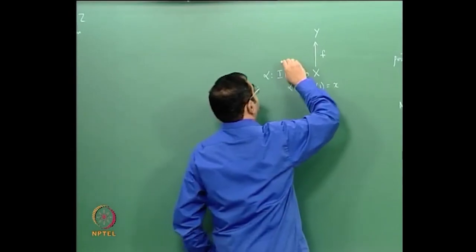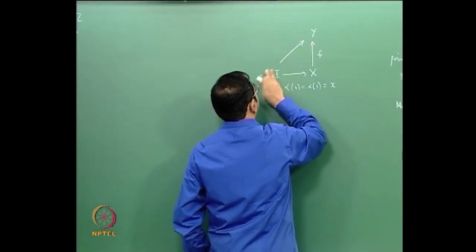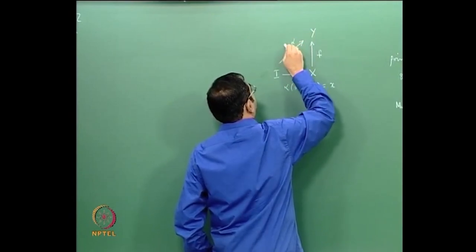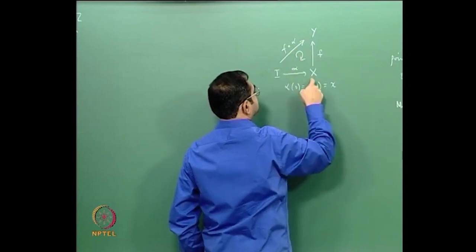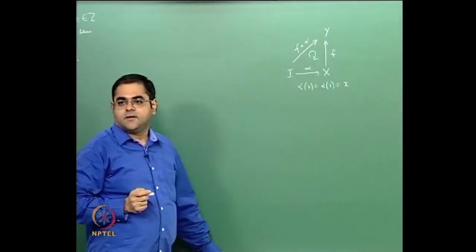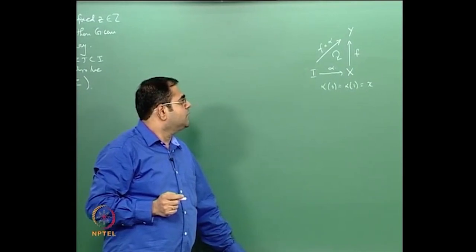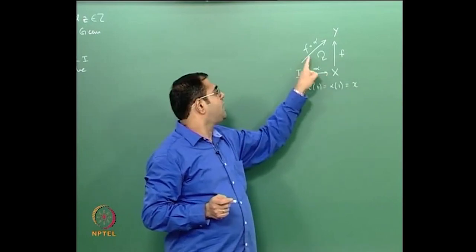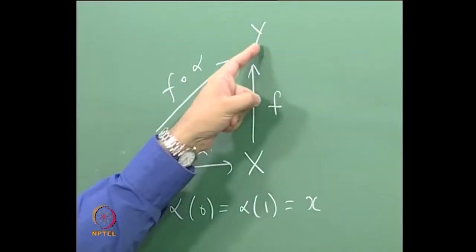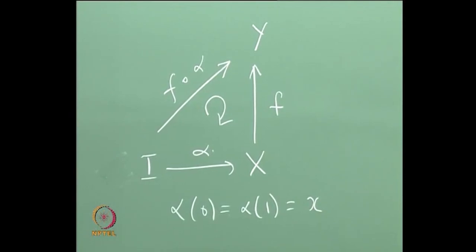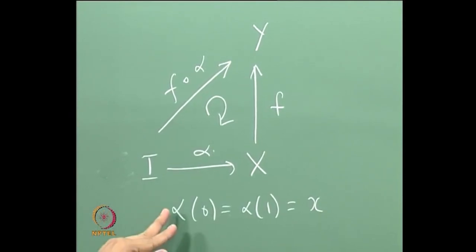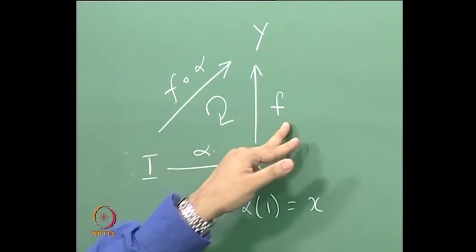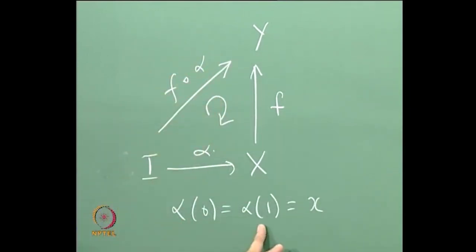And if I take the composition, namely, let me rub this and write the alpha here, the composition which is just alpha followed by f, so that this diagram commutes, that means this followed by this is this by definition. Then these are continuous maps, so f circle alpha is also a continuous map, therefore this is also a path in Y, and you can check that f circle alpha of 0 is going to be f of x, which is y, and f circle alpha of 1 will also be y.